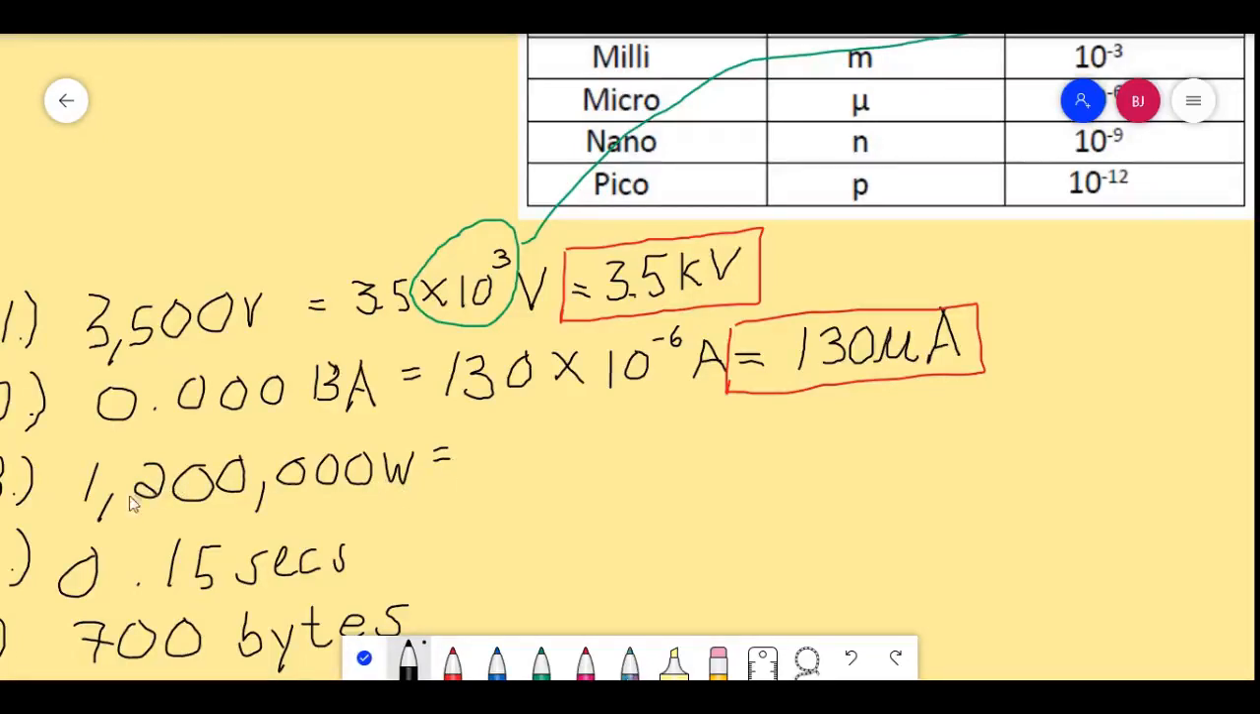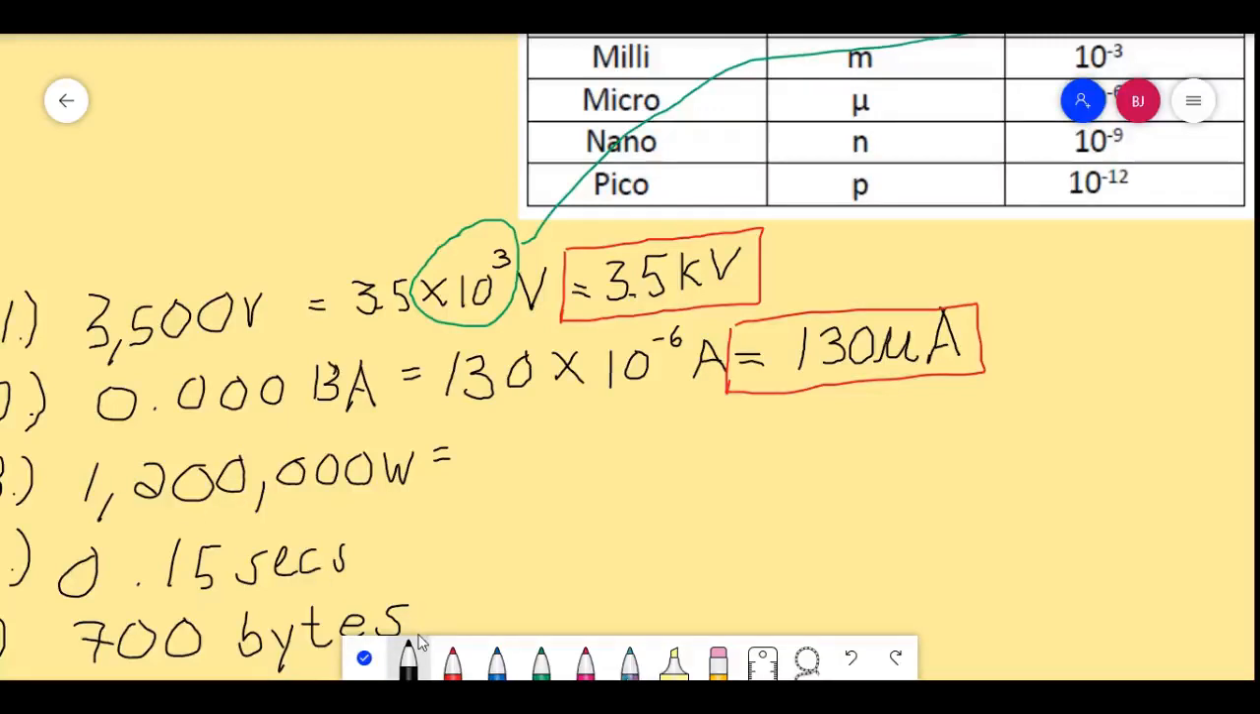So we have 1,200,000 watts. We will be moving this number of bits to the left. How many digits do we have at the left? So 1, 2, 3, 4, 5, 6, 7.